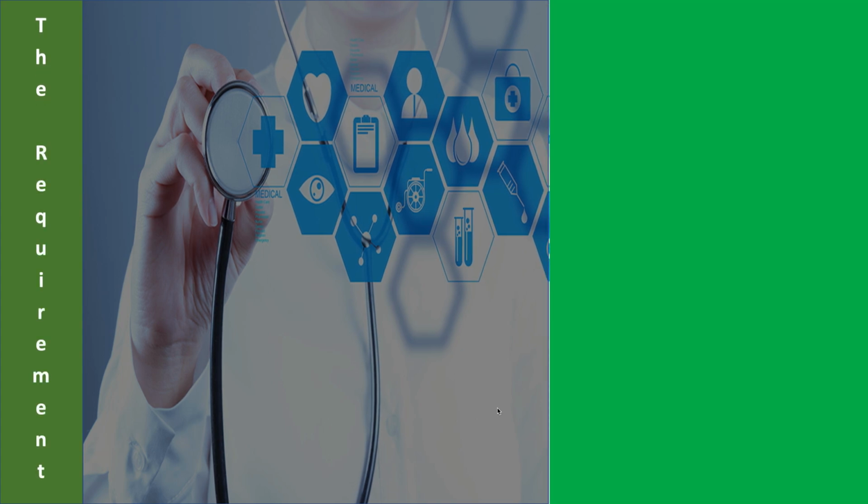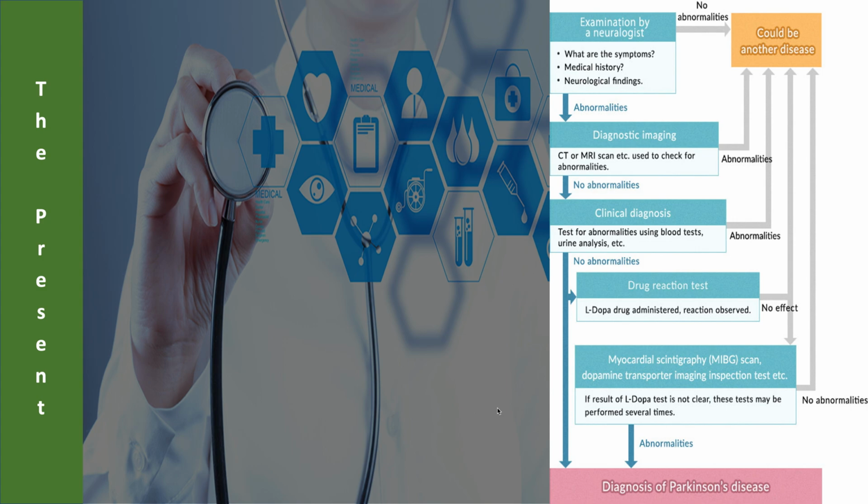Now, the requirements I have already said. So, presently, the way Parkinson's disease is detected is you go to a neurologist who examines you. Then, based on abnormalities that he finds, you have your imaging, drug reaction test, dopamine transporter test, and all that. But it clearly says here the result of the dopamine or the L-DOPA test, which is the drug reaction test, is not clear, right? And these tests may have to be performed several times to get at least a decent surety on the fact that you have Parkinson's.